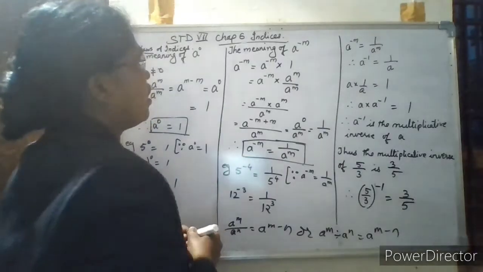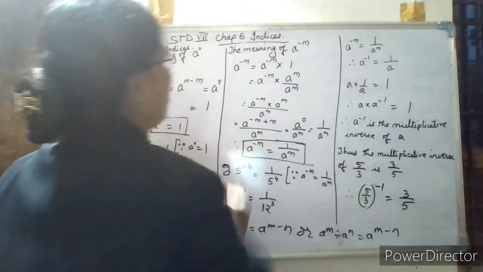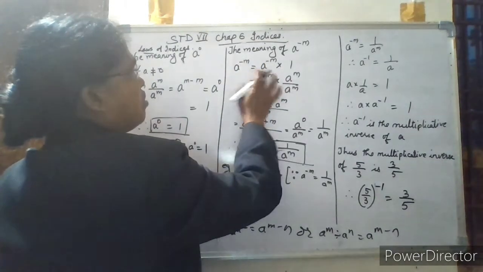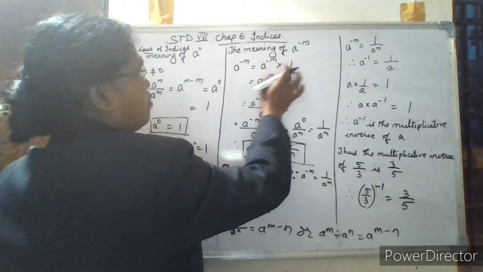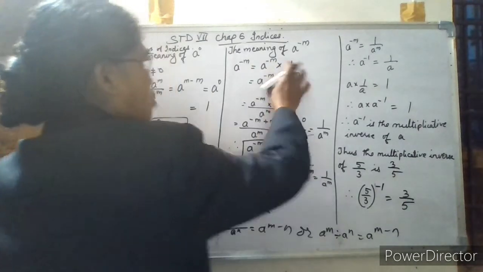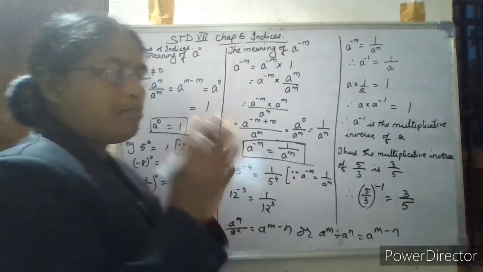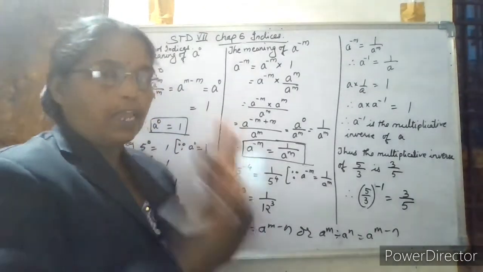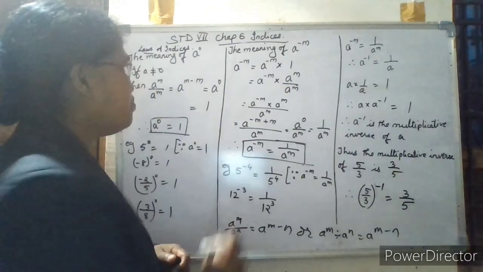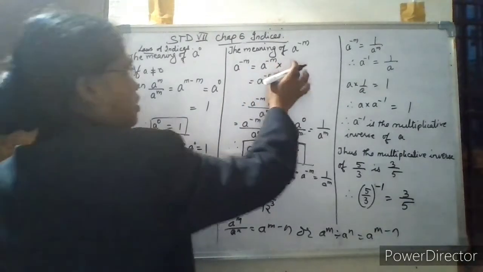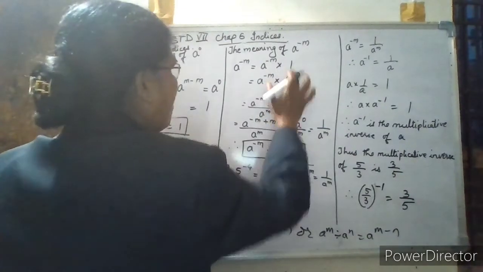If it is a raised to minus m, then what is the value? a raised to minus m is equal to a raised to minus m into 1, which I have taken because any number multiplied by 1 will be equal to the same number. 5 multiplied by 1 equals 5. 10 multiplied by 1 equals 10 only. So its value doesn't change. Therefore, I have taken it as multiplied by 1.